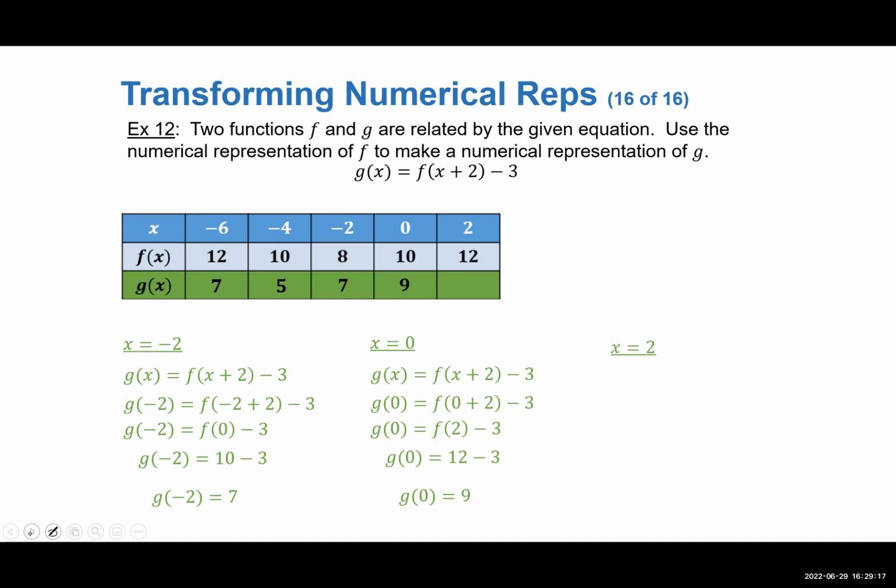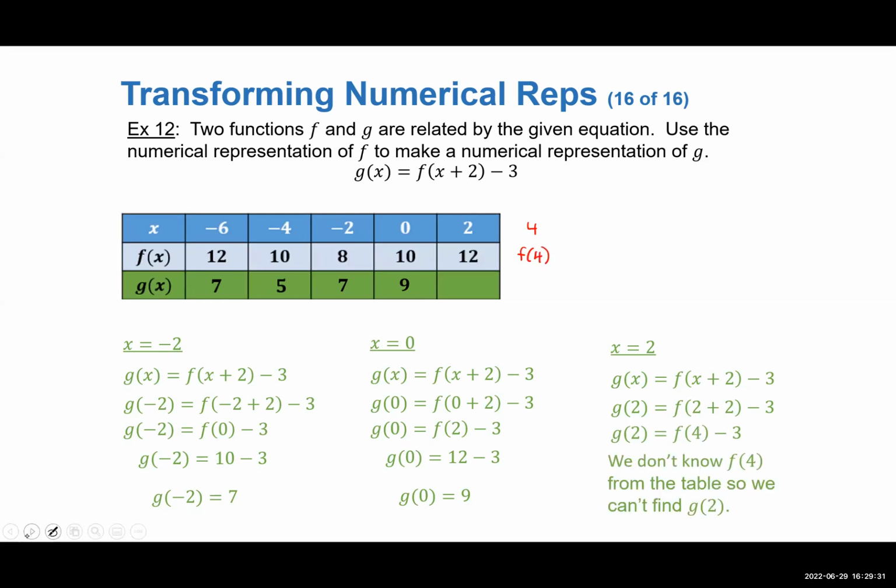Now, if we try to find the function value at x equals 2, we plug in 2. F of 2 plus 2, which is f of 4. But the problem is we don't have 4 on our graph to find f of 4. So when we cannot do that, we don't know it from a table. So therefore we don't know what g of 2 is because we don't have the value to go off of. Watch this again if it doesn't make complete sense. It's really like a puzzle. You're plugging something in, you're going to find it, using that piece to find the next piece. It's like a little scavenger hunt.